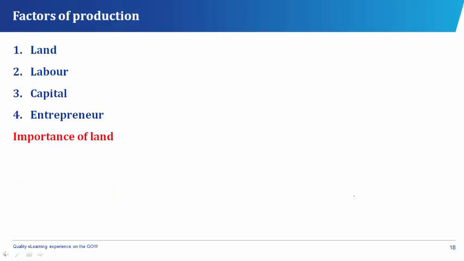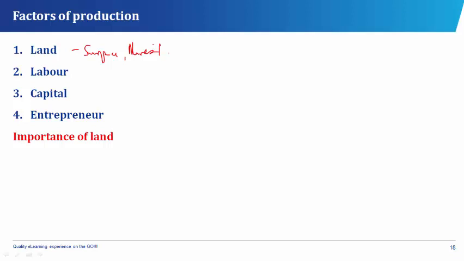First of all, land. We already know what land means: the physical earth where we live. But it doesn't only mean the surface of the earth. It also means the natural resources and the free gifts of nature available and used in the production process. So land involves the surface of the earth. It also includes the minerals found deep within the surface.